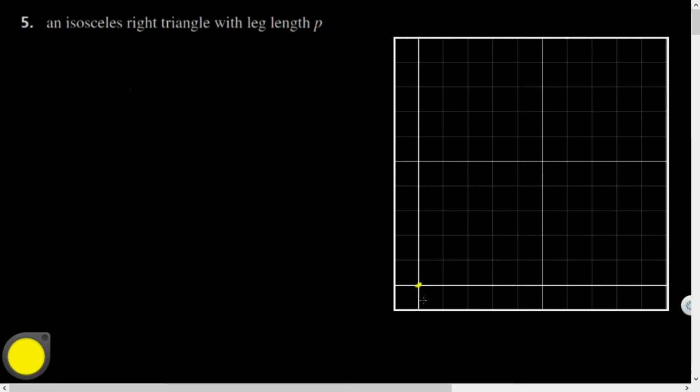So if this is the origin, this would be 0, 0. I could set it up like this, but I actually like making both of the legs move along the axes. So let's say it was here. What would this point be? If this is going to be one of the legs, and this is a p-length leg, what would the coordinates of this point be? 0, comma p. And then what would this one be? p, comma 0.